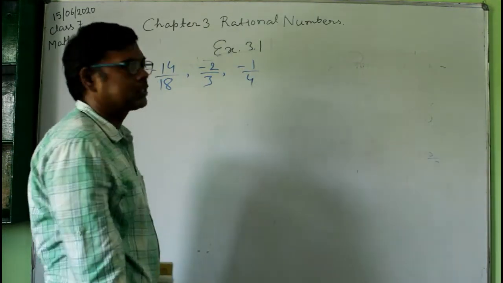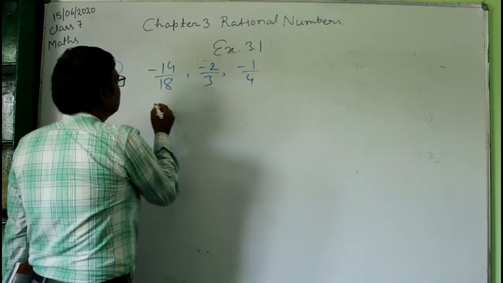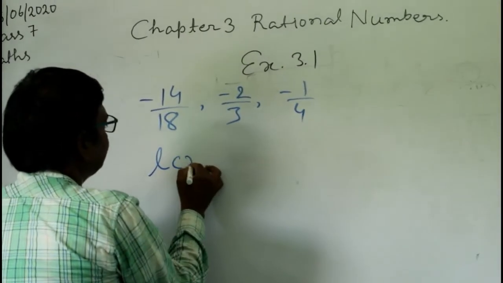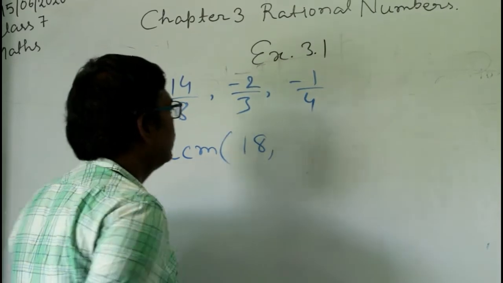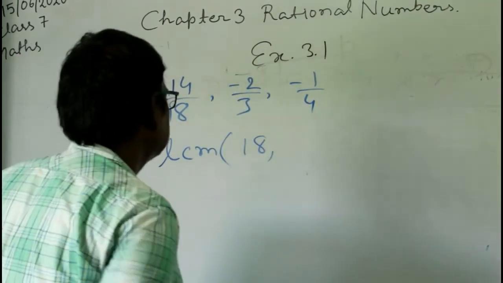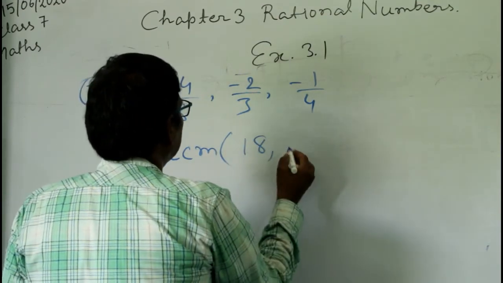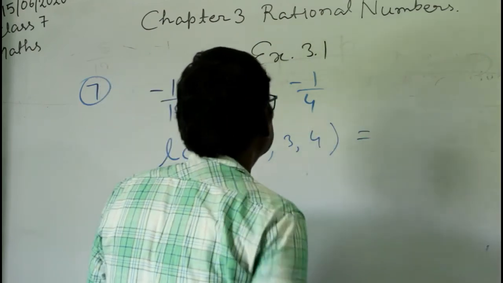Now what is the first step? So the first step is that you will find the LCM of the denominators. So you will find it in the rough and then just write the answer here. There is no need to show the process of finding the LCM in the answer. You can find it in the rough and then just write here the LCM. So LCM of 18, 3 and 4 is equal to what? It is 36.